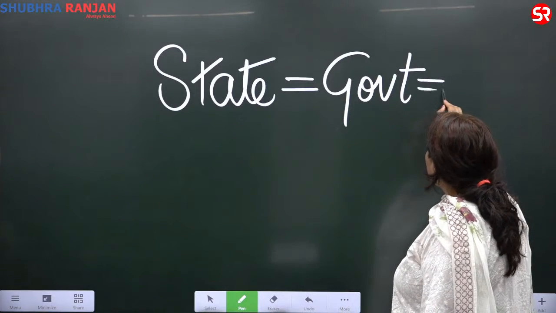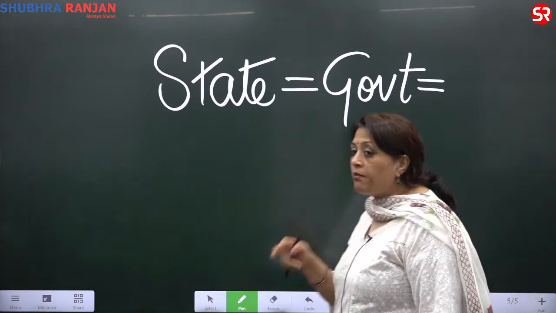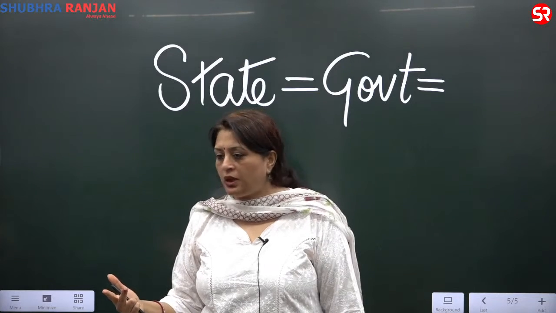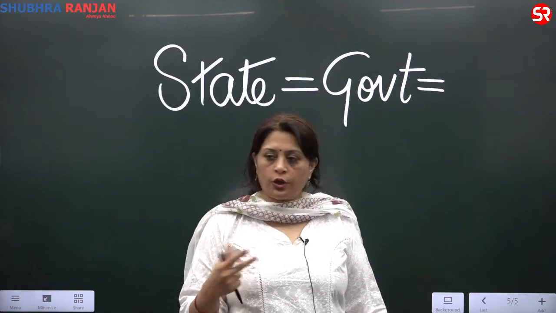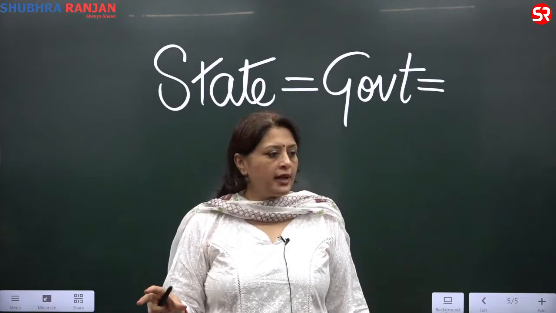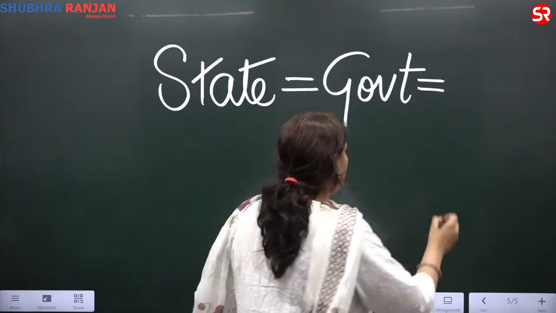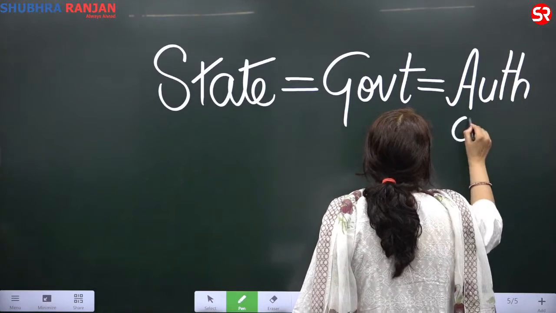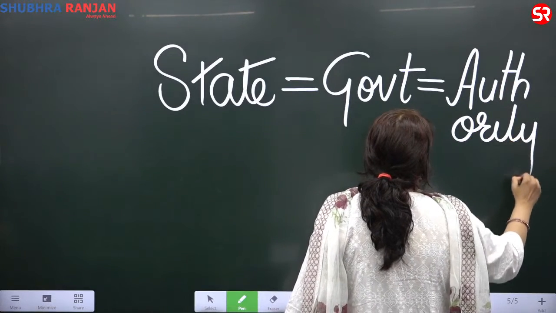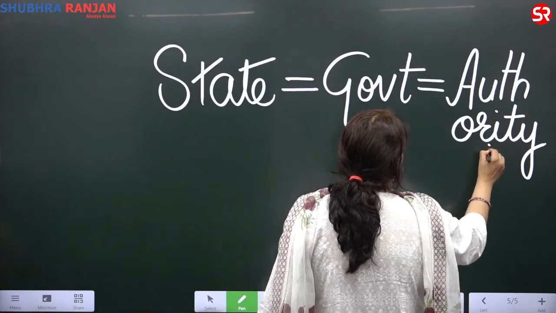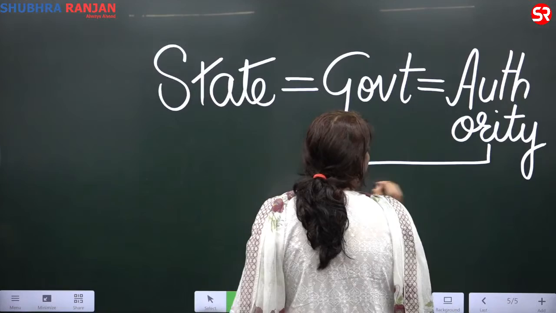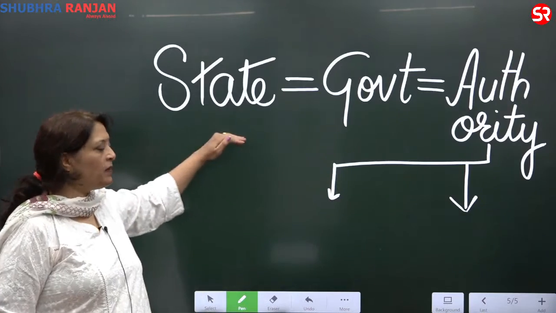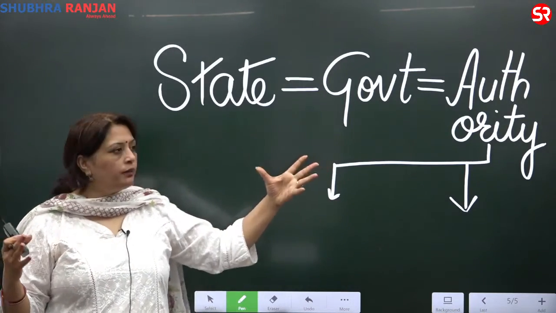And government means what? Government has what? You want to be in government? What will you get when you are in government? Power or authority? Power is not a right word. Authority. Fine. So government has authority. So why is power not a right word, why is authority a right word, and what is the difference? You can write side by side, just get clarity of the concept.